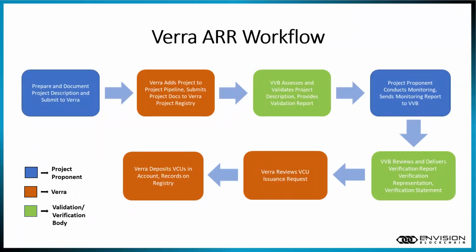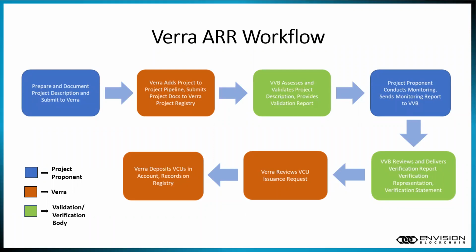So here we have the Guardian policy workflow using a digitized version of Verra's Verified Carbon Standard processes, roles, and actions involved in the validation of projects, the verification of GHG removals, and the issuance of credits. The roles, if you see at the bottom left, are color-coded, the blue being the project proponent, orange being Verra, and the green being the VVB. So the workflow goes as such.